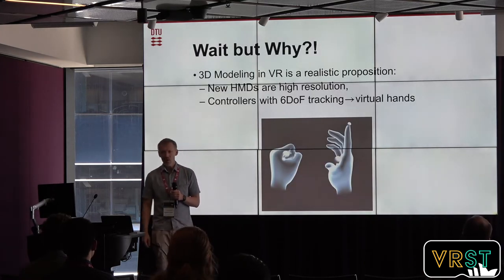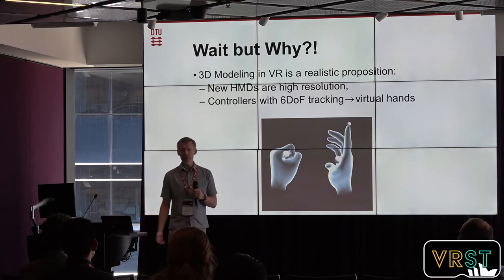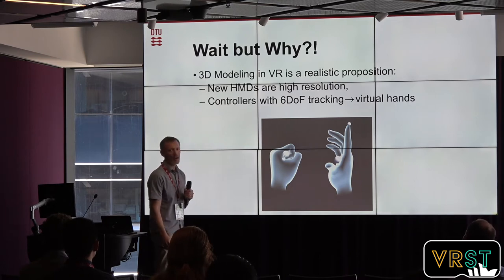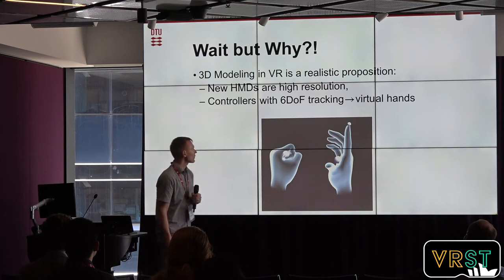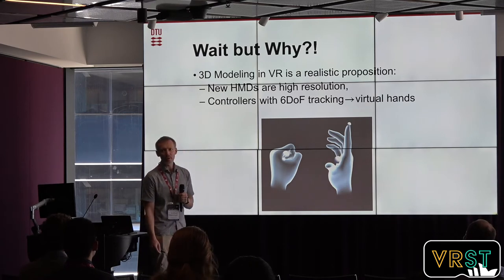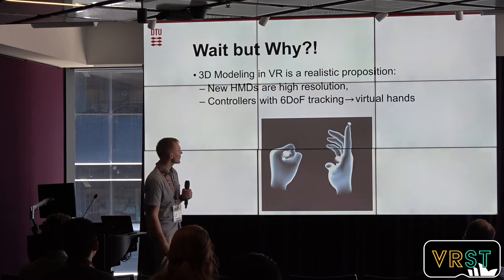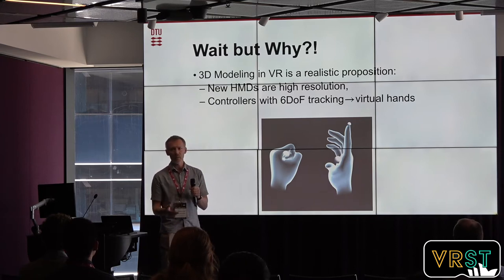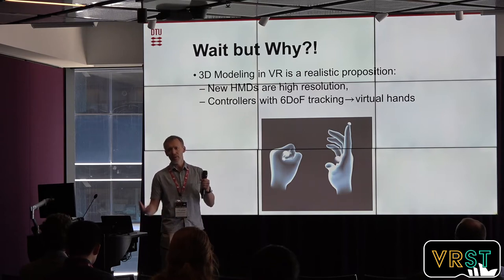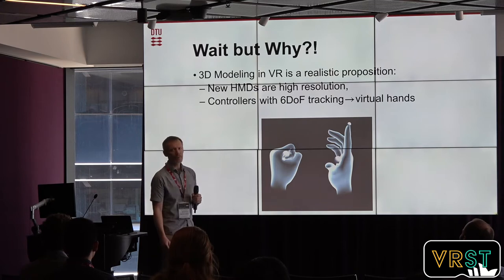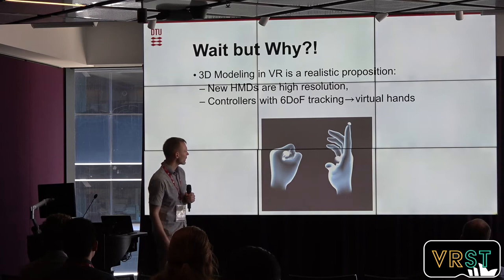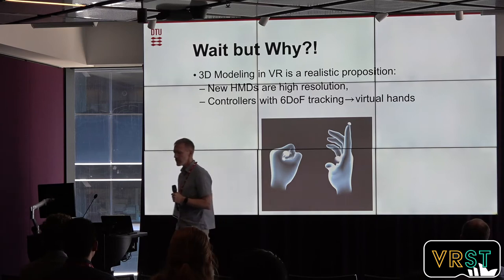Why indeed? Part of the reason is that we want to do 3D modeling, of course, and now we can actually do it in virtual reality because the new head-mounted displays are high resolution. We can actually see the 3D model, and perhaps even more importantly, we have controllers with 6-degree-of-freedom hand tracking. That's hugely important because it means we can use the controllers to control virtual hands, and it works quite convincingly. This is really what the Oculus Touch controllers gave us, and going forward, it seems that computer vision-based hand tracking will mean that we might not even have to use controllers anymore. And as you will see shortly, hands are really important in this 3D modeling system.